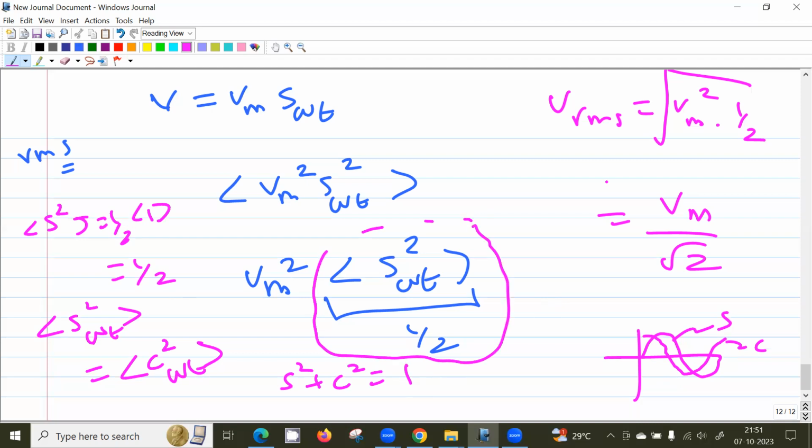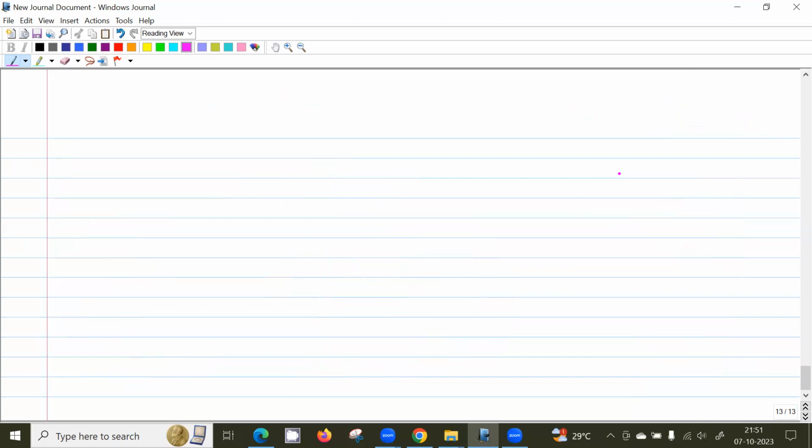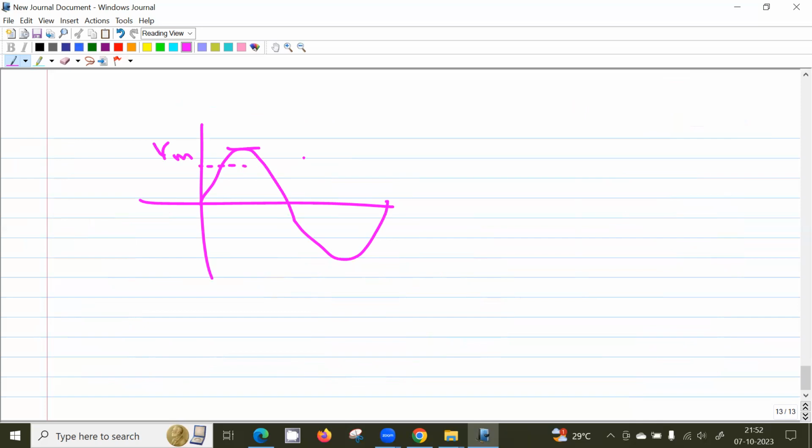The basic thing I want to convey is that the RMS value is related to the peak value by 1 by root 2. You have some variation with respect to time. It can be voltage or current. And this is the peak value, the Vm. So the RMS value is 0.7 times this. VRMS is 0.707 times the peak value, which is Vm by root 2.